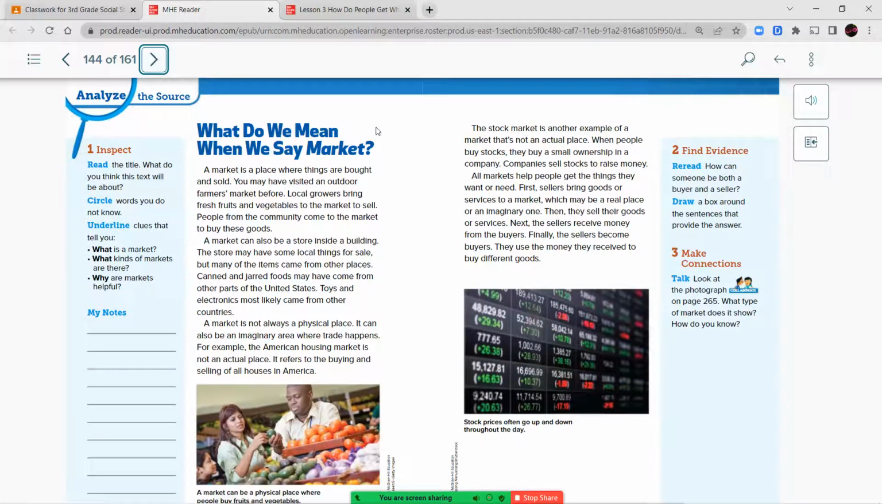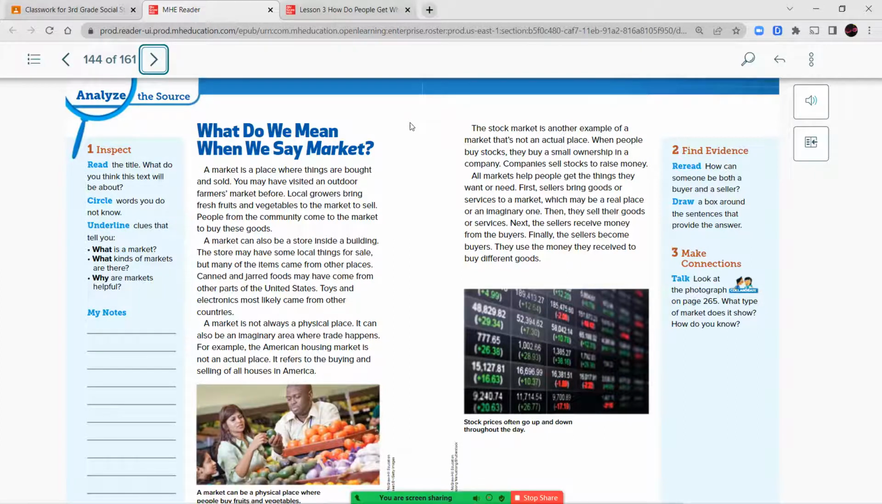So here we're going to check what we're being asked for in the blue bars. It says read the title. What do you think this text will be about? Circle words that you don't know. Underline clues that tell you what is a market, what kind of markets are there, and why are markets helpful? For number 2, it says reread. How can someone be both a buyer and a seller? Draw a box around the sentence that provides the answer.